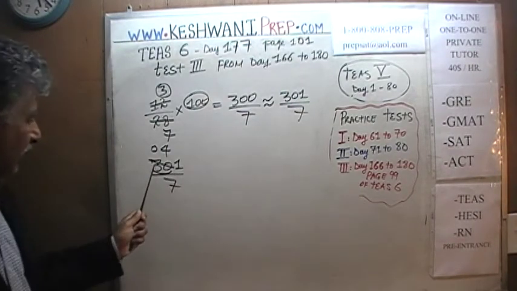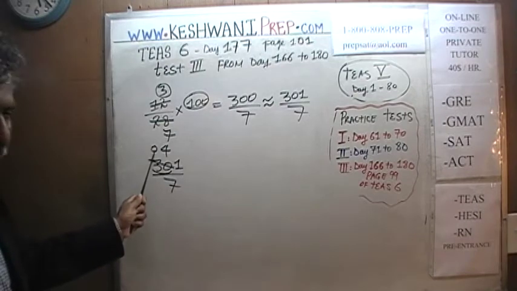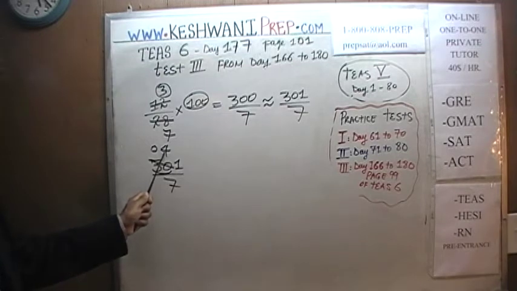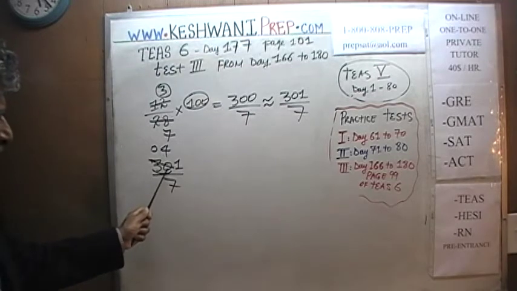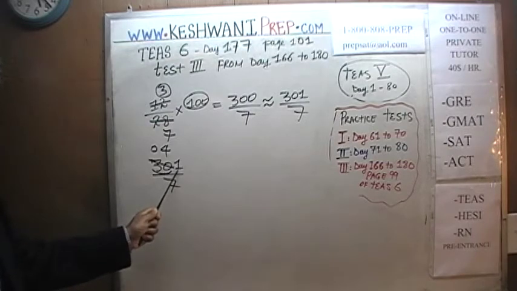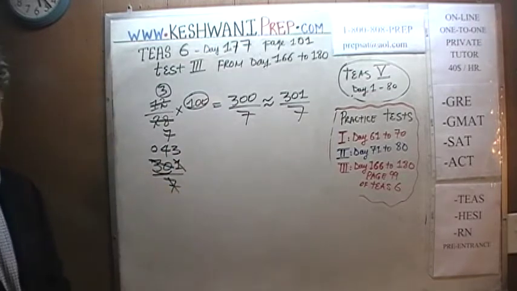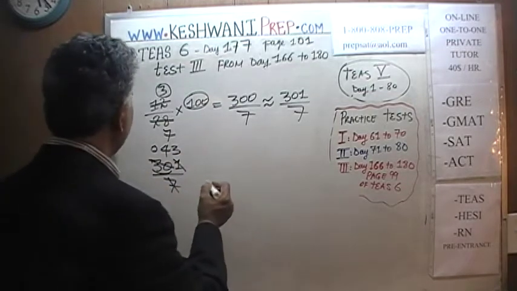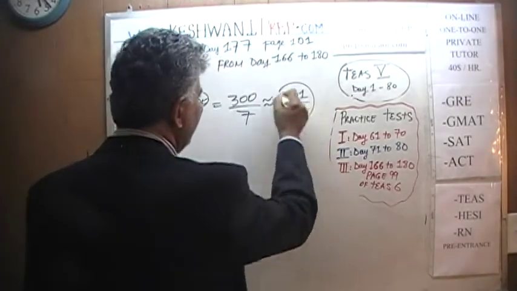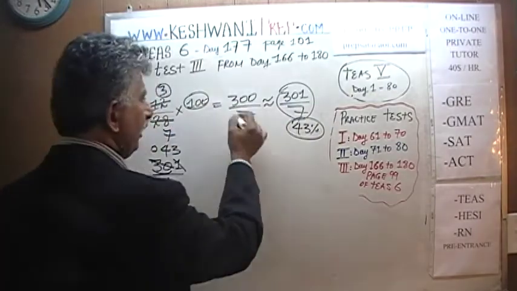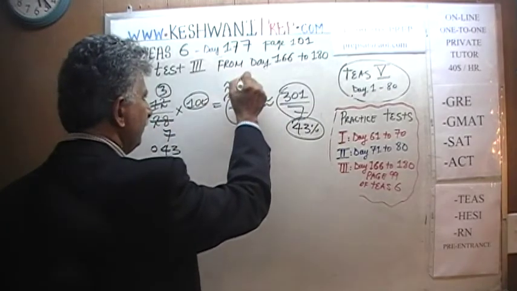So one more time. How many 7s does 3 have? 3 has no 7s. What happens to the 3? The 3 goes, it joins the 0, becomes a 30. How many 7s does 30 have? 30 has 4 7s. 4 7s are 28. After we take away 28 from 30, we have a remainder of 2. What happens to the 2? 2 goes and joins the 1 and becomes a 21. And 21 has 3 7s. Voila. The answer is, this quantity is 43. Or if you like, this quantity is approximately 43.